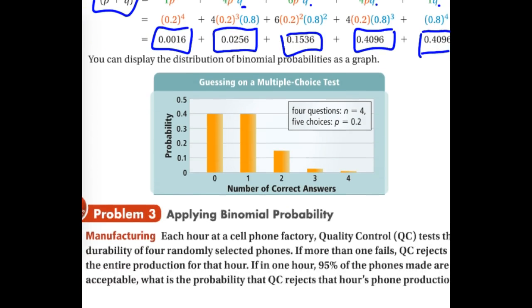So what they've done now is they've taken that information and put it in a bar graph. So here's our probability. Our highest probability was around 0.4. So we went up to 0.5 here for our y-axis. At the bottom, we have the number of correct answers. So we had equal probability of getting 0 or 1 correct. Those probabilities came out to be the same. But it drastically goes down, right? Our probability of getting all 4 right was very, very small. So again, it's just a visual so you can see what's the most likely outcome.